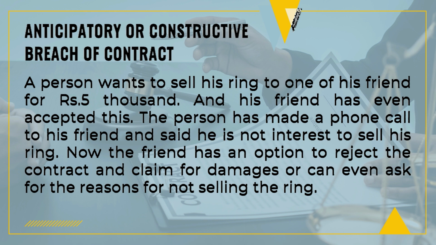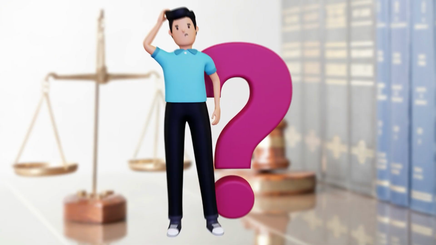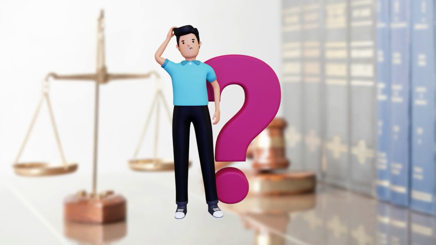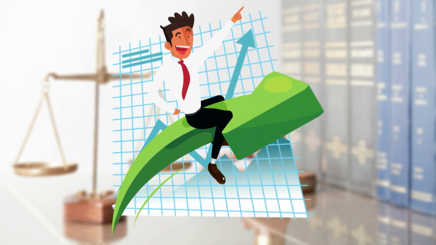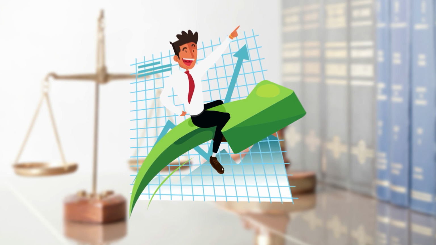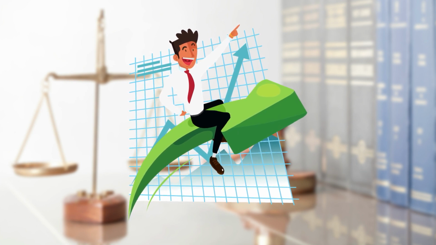So here the other party has an option to reject the contract and claim for damages, or they can ask me the reason why I am not selling. Why am I not selling? Because if I sell this to my friend, I will get only 5,000 rupees, but if I sell the same ring in the market, I am going to get more than 5,000 rupees.